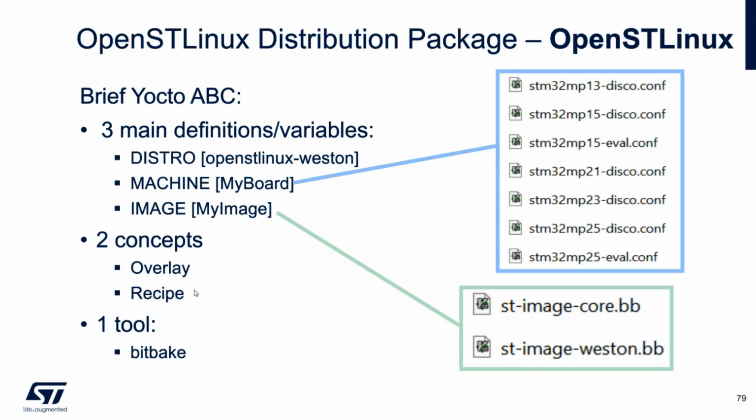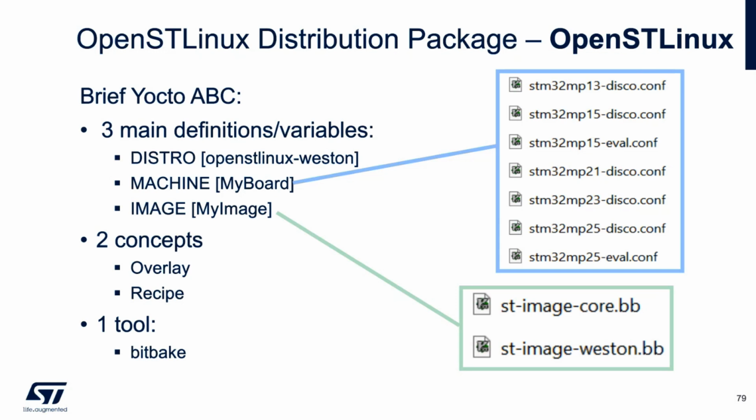Now the concept of the recipe and the overlay. The recipe is like when you are cooking. When you are cooking, you need the instructions, the configuration information, the weight of the ingredients. It is the same. The recipe is a file that contains the instructions to build the Yocto image for a single package. The concept of overlay means that you can apply a layer over another layer and overwrite what has been defined in the previous layer.